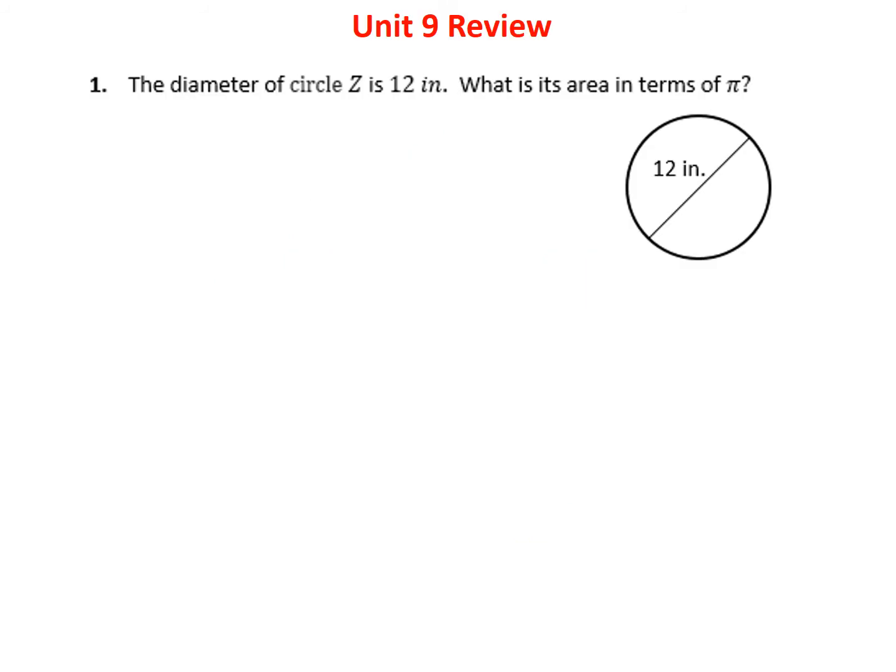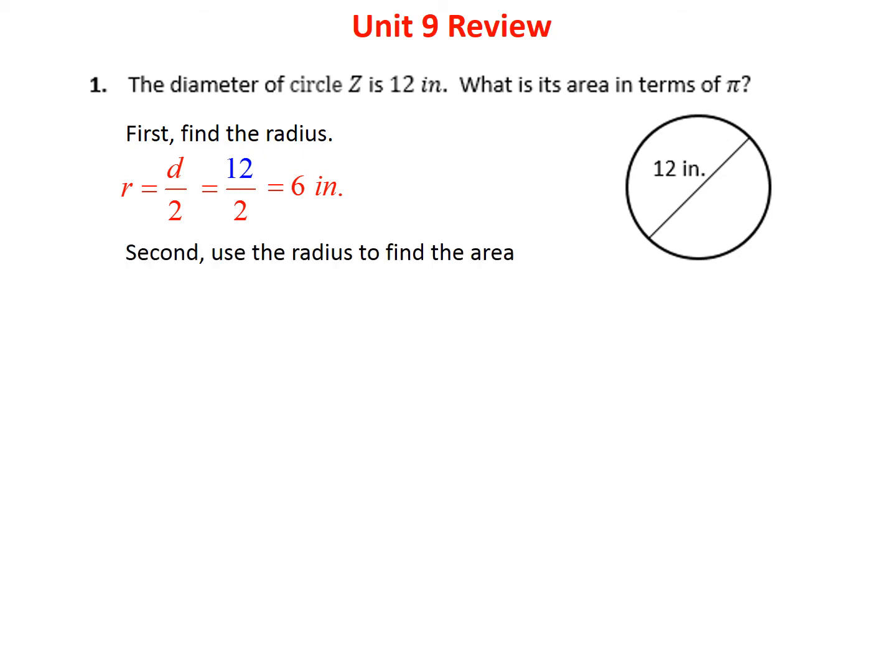In the first problem, it says the diameter of a circle Z is 12 inches. What's the area in terms of pi? Well, first of all, to find the area, we need to find the radius. Notice that the circle does not give us a radius, it gives us a diameter. But we know that the radius is half of the diameter. So we can plug in the diameter of 12 for D, and we get that the radius is 6 inches, half of 12 inches.